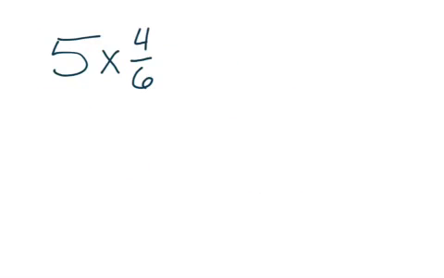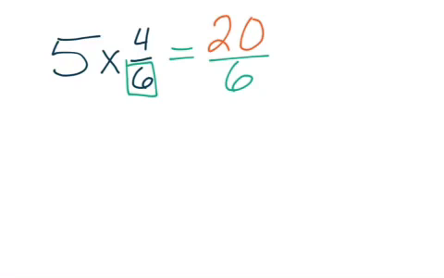We have 5 times 4/6. So I'm going to do the same thing. My denominator, that stays the same. All I'm changing is my numerator. I'm going to multiply my 5 times my 4, and 5 times 4 gets me 20. And that's my answer. That's my product, 20/6.